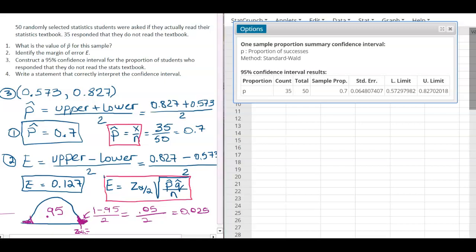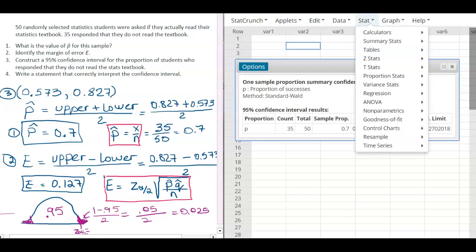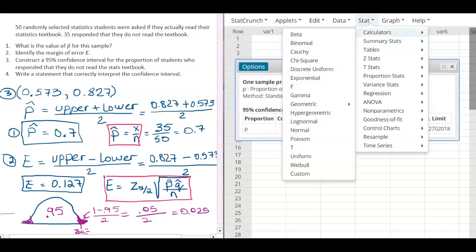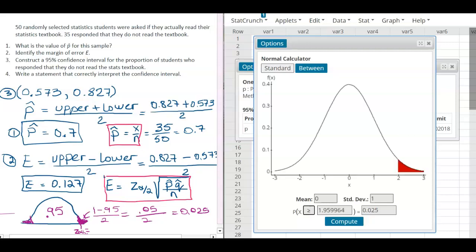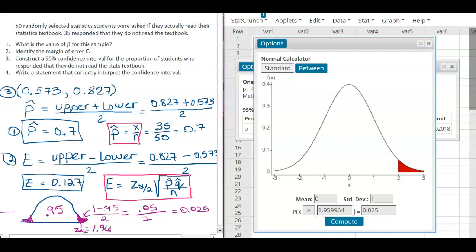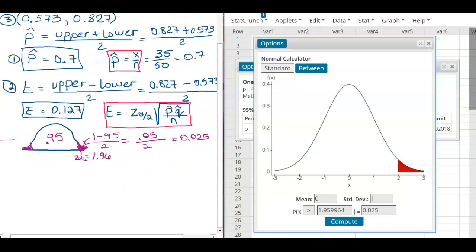Let's use StatCrunch. In StatCrunch, go to Calculators, Normal. In the right box, change the area to 0.025, and we're looking for the area on the right, so change the direction for the probability to greater or equal to. The critical value is 1.96. We are rounding the critical value to 2 decimal places usually. We move the screen a little bit to give us some more space.